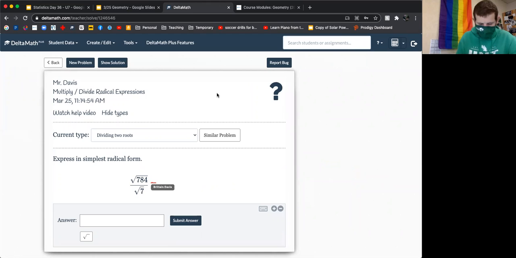I don't know, we'll just see. So I'm gonna go ahead and combine these under the same radical. So 784 divided by 7 gets me, so this is where you're gonna wanna have your calculator. I don't think too many of you are gonna do that one in your head. 112.